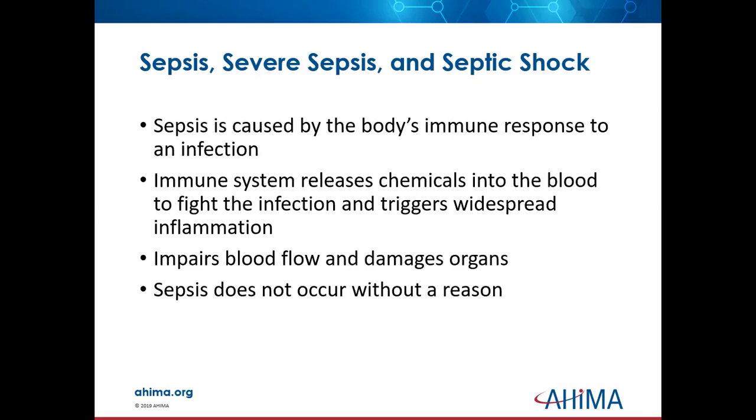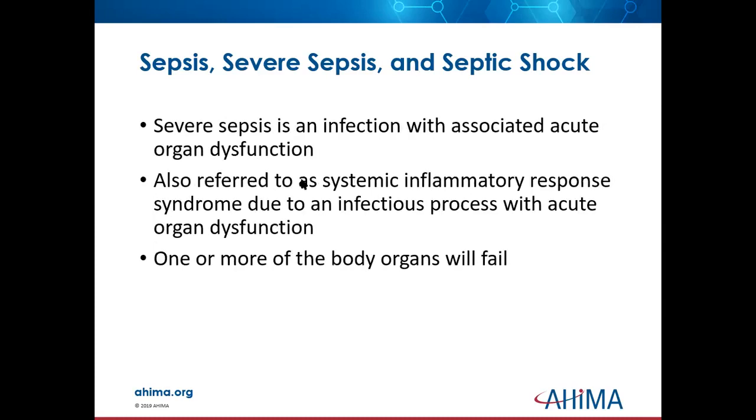Sepsis doesn't occur without a reason. So for our purposes, think of it this way. We don't have sepsis without some sort of infection. Severe sepsis is an infection associated with some sort of organ dysfunction. So sometimes you'll see the term systemic inflammatory response syndrome. This is what we're talking about. So with this type of severe sepsis, we're talking about one or more body organs failing, liver, kidneys, what have you.